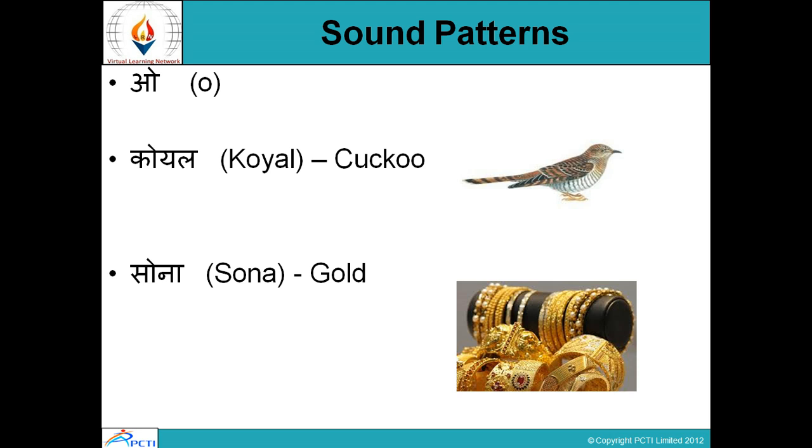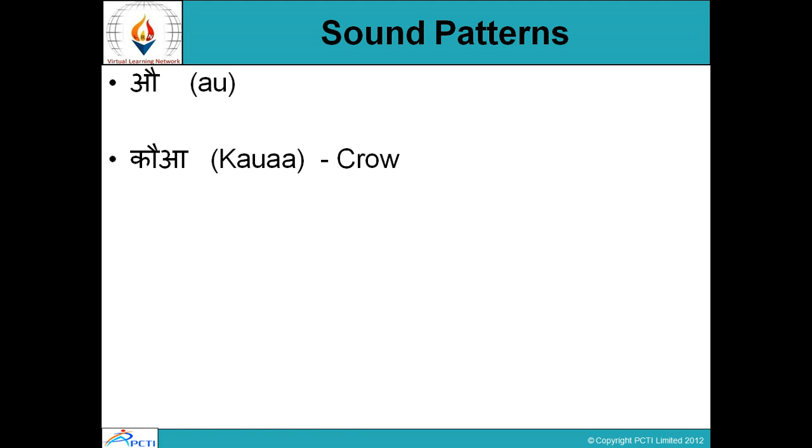Next is gold. Gold is a metal. We use this metal as ornaments. You can see in the picture, it's a favorite of women to wear gold. It is used to make jewelry. It's called sona. What do we call it? Sona.